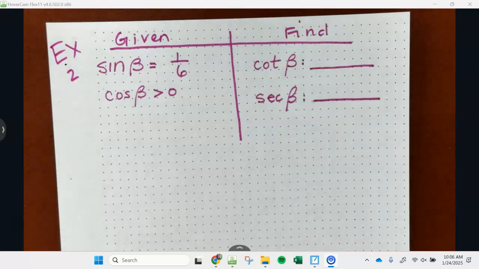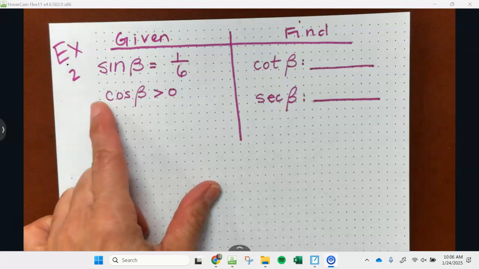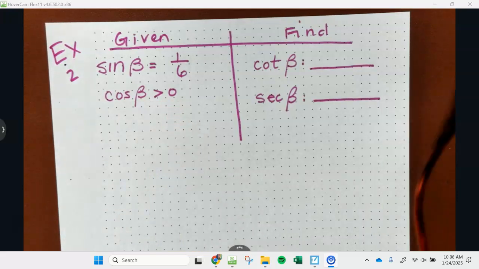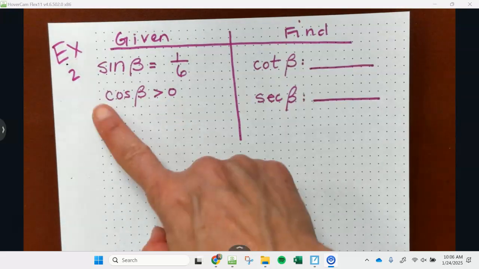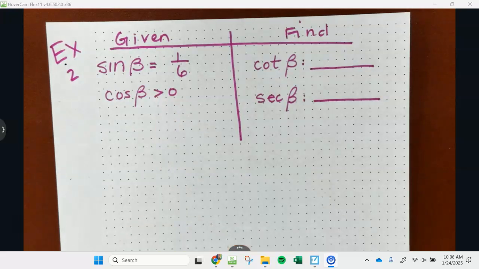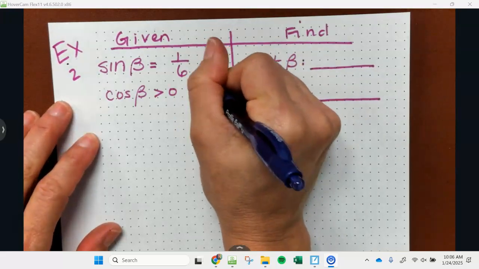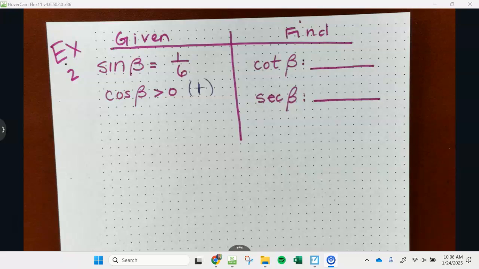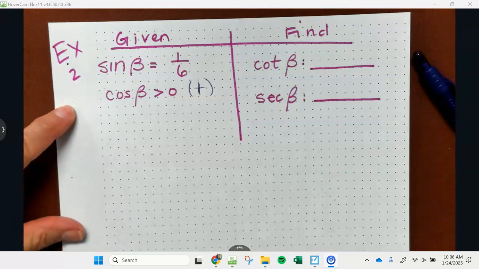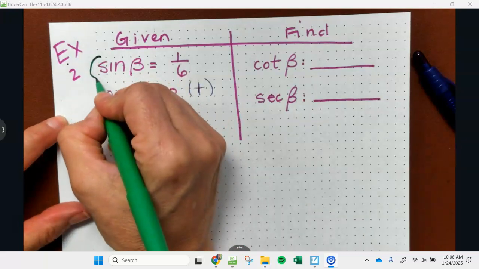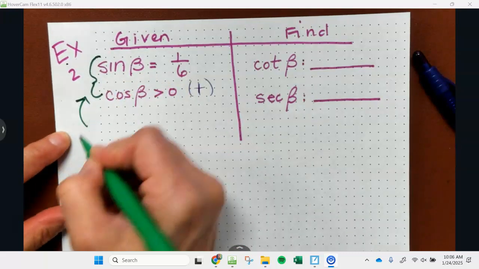All right, let's talk about what's given. So what's given is 2 pieces of info, but cosine beta is greater than 0. What does that tell you? That just tells you the sign. What numbers are greater than 0? Yeah, that's all it tells us. So we just know this is positive. We have no idea what the value is. So what you have is just one known.